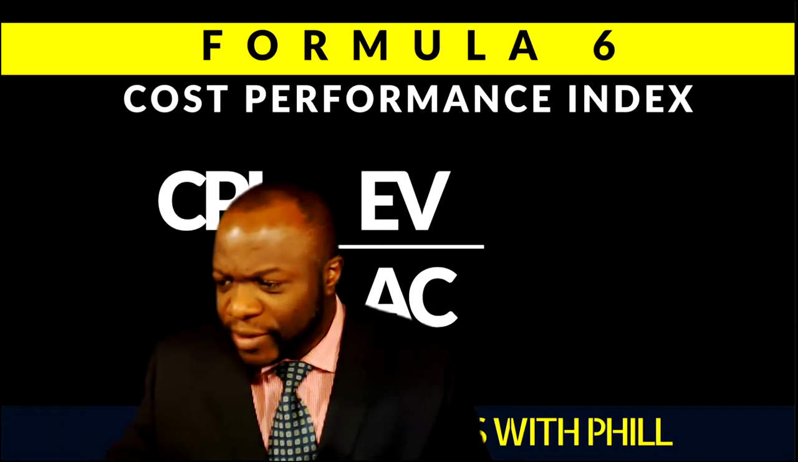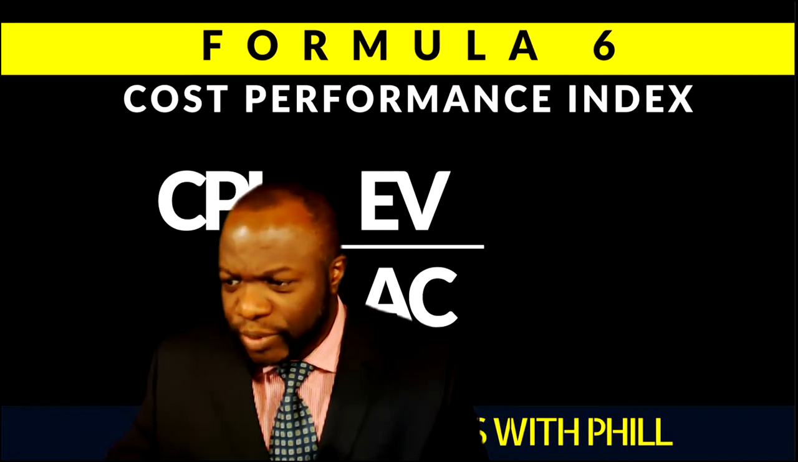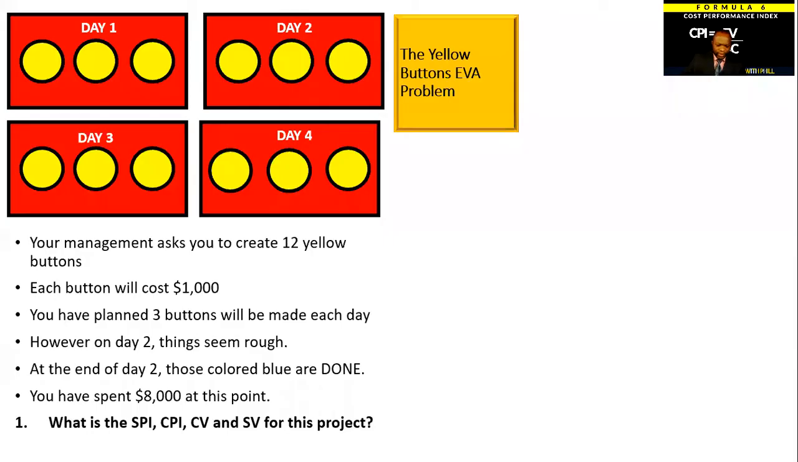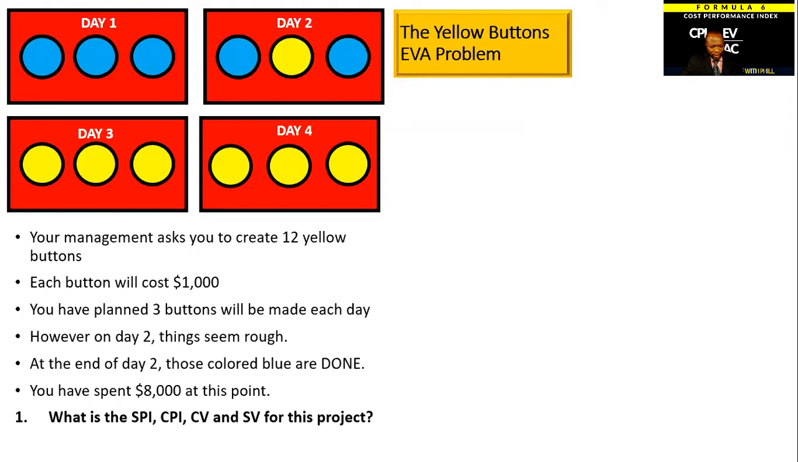So let's take a look at the CPI in the yellow buttons problem. The problem says you're meant to manufacture 3 buttons a day for 4 days. Your management asks you to create 11 yellow buttons, and each button will cost $1,000. You've planned 3 buttons will be made each day. However, on day 2, things seem rough. At the end of day 2, those colored blue are done. Where are those colored blue? Let's take a look at those colored blue. Those colored blue are done, and you have spent $8,000 at this point.